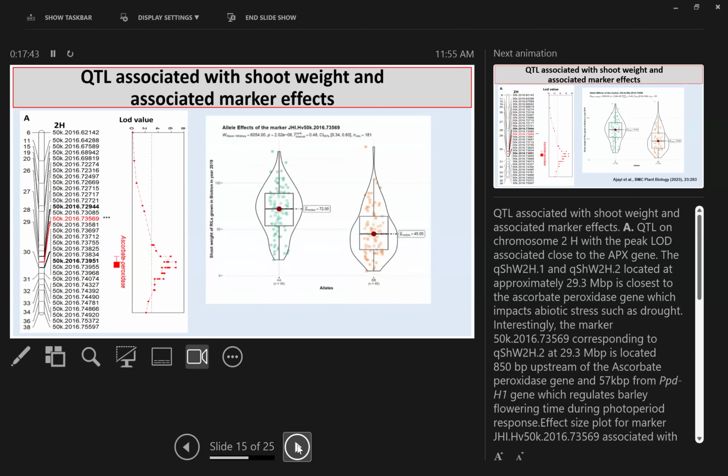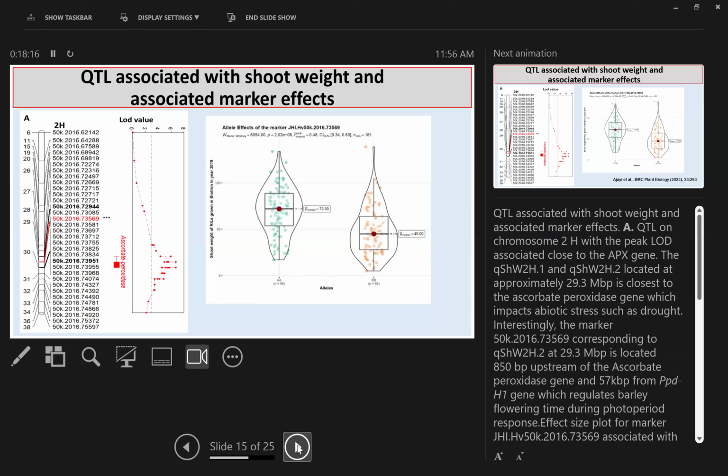And the other thing is, these are the marker effects you can see. The plants which have the GP allele, shown on the left in green, are the ones which have higher shoot weight. On the right side are all the RILs which have the Otis genotype for this particular marker. So you can see the difference in the shoot weight. The median shoot weight is 72 versus 41.